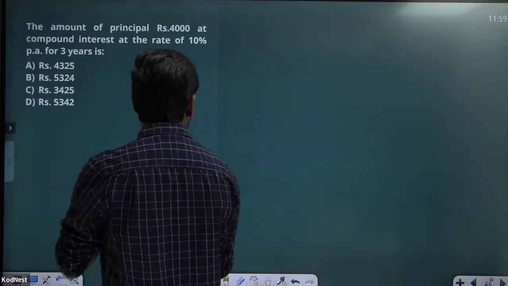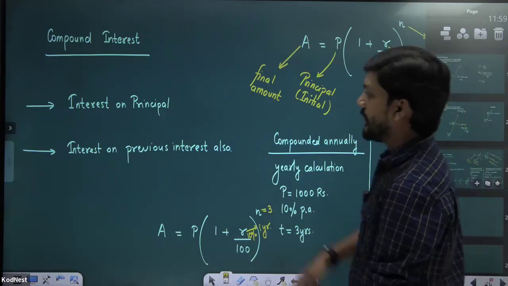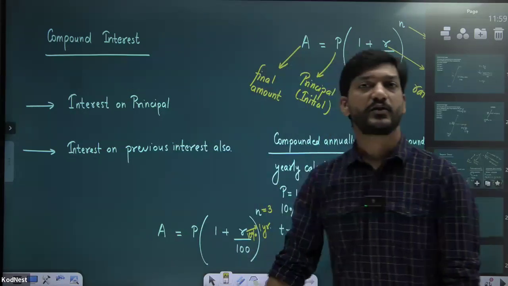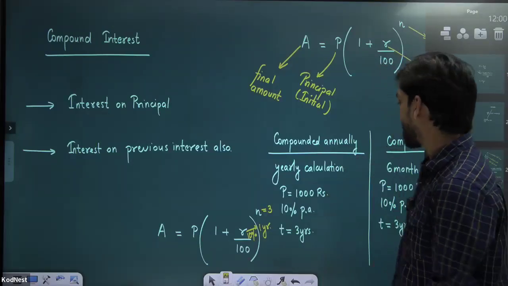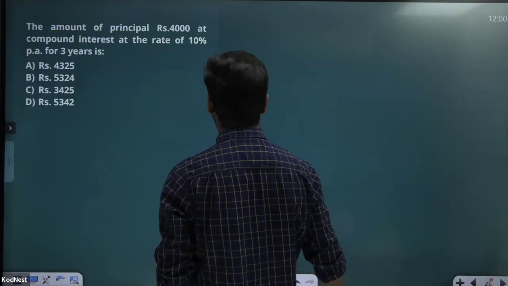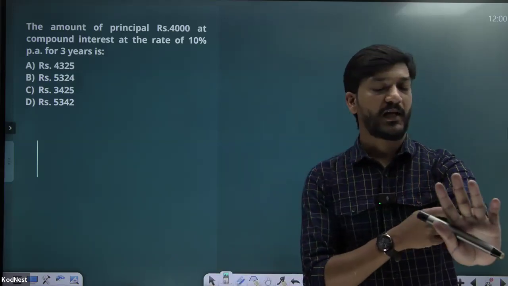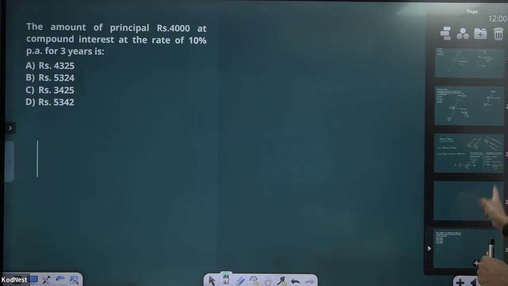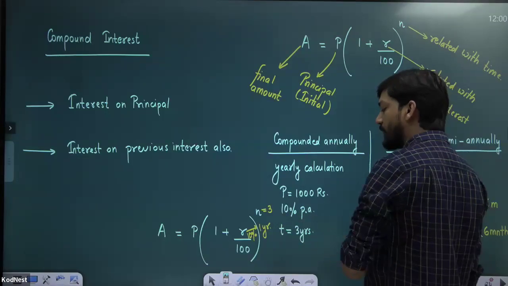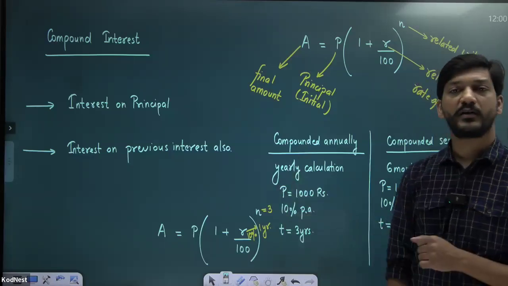I will not apply the formula. I will go by the very fundamental, which is this. Interest I will calculate. I know what interest I need to calculate. So interest on principal, interest on previous interest. So let's do one question very quickly. We will repeat this question again also. I'm telling you not the formula, because there is a problem in the formula. That problem is, if time is 3 years, which is a very small time, you are getting a cube. And calculating cubes will be difficult.